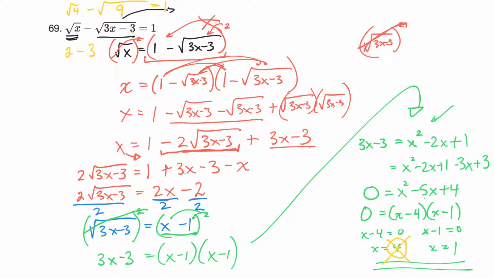Okay, let's try 1. I'll do it over here somewhere. So root of 1 minus root of 3 times 1 minus 3, is that equal to 1? Okay, square root of 1 is 1 minus 3 times 1 is 3. 3 take away 3 is 0. The square root of 0 is 0. And so 1 take away 0 is 1. Yeah, that's right. So x is equal to 1 would be my only answer. All right, hopefully that helps with that double square root, double radical equation question.